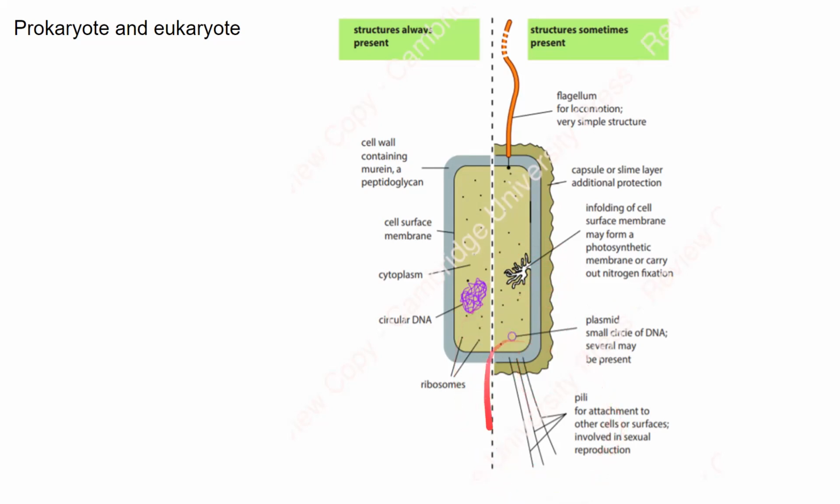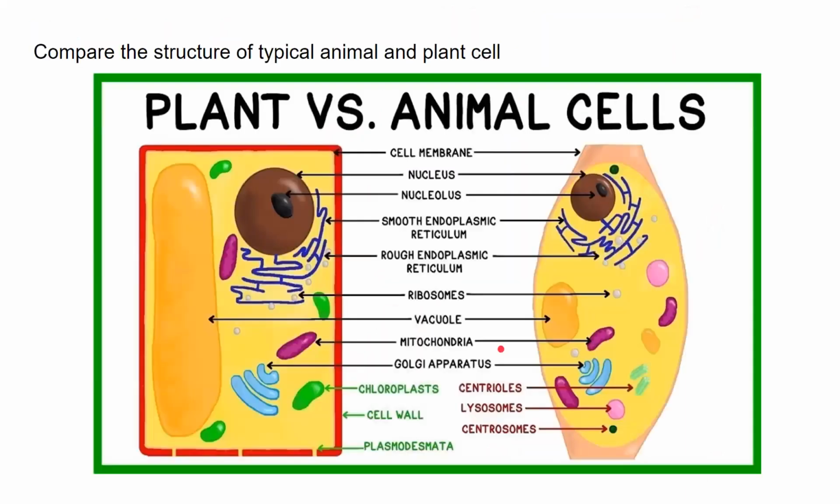So pili are sexual reproductive organs. What does that mean? It means it's going to stick to the other pili of the other bacteria and just transfer this plasmid across. Okay, so the transfer of the plasmid is what is essentially happening.